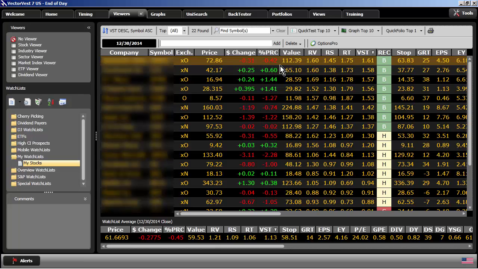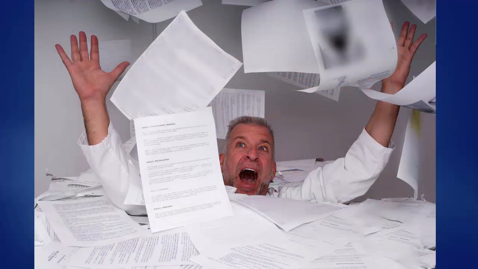But then you'll come across information that you'll only find in VectorVest. And the key word really is information. See, the beauty of your watch list is that it takes the flood of data, numbers, and just plain noise you're bombarded with and transforms it into usable information. Big difference between data and information.